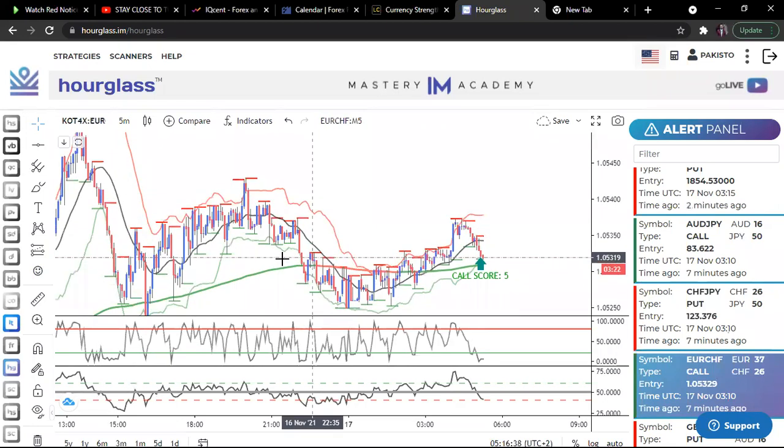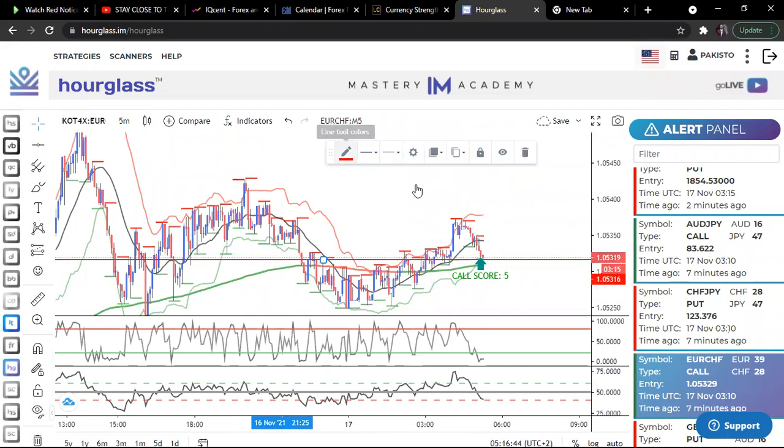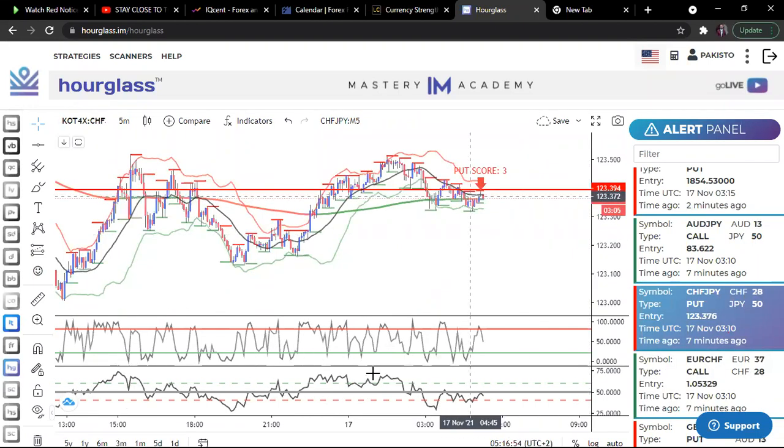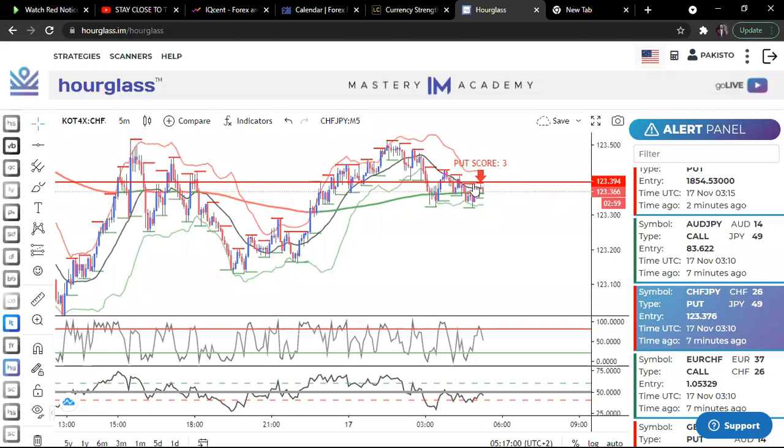Definitely missed out on that CHFJPY though. But who's in on that CHFJPY? Took it, okay, awesome. CHFJPY is in deep profits right now, ladies and gentlemen. Cleared both. Awesome. If someone took that CHFJPY, they would definitely be in deep profits.